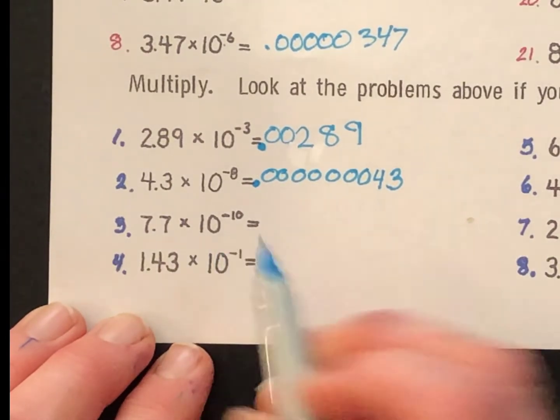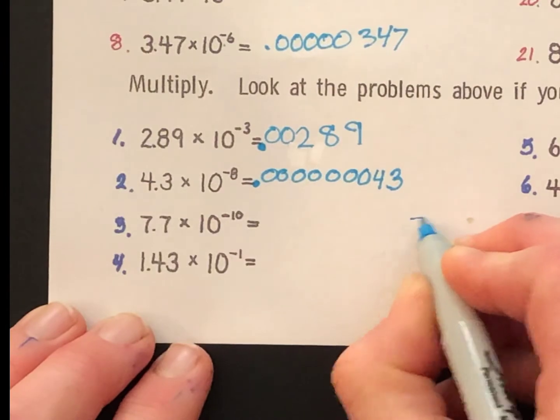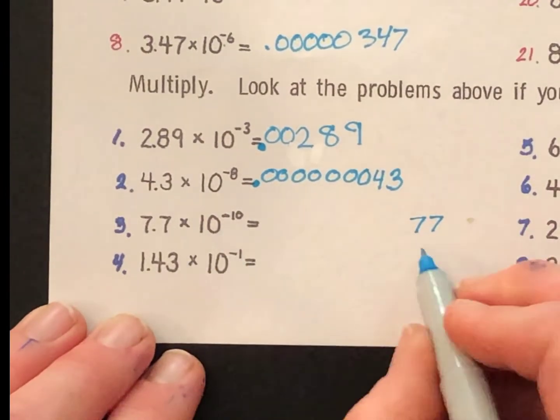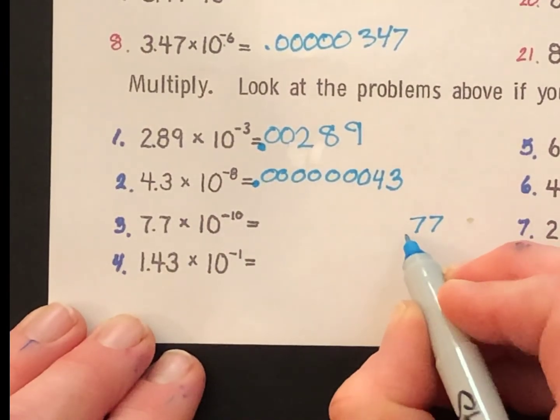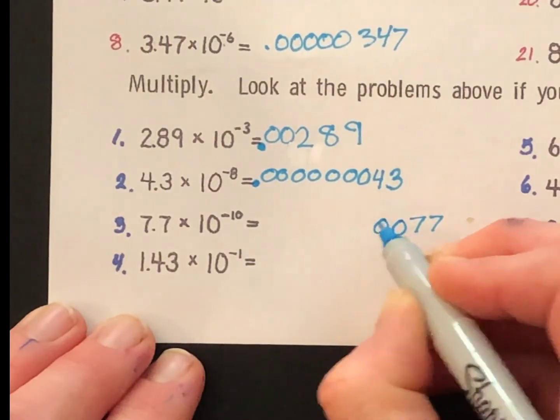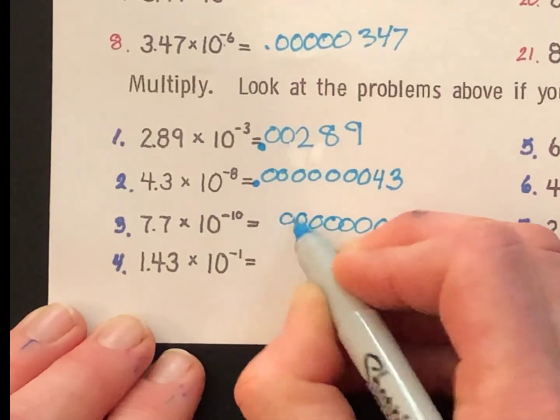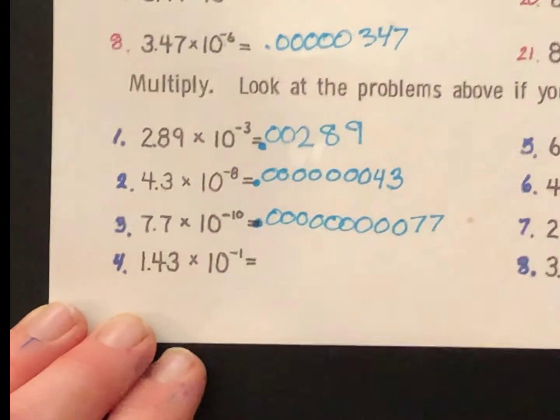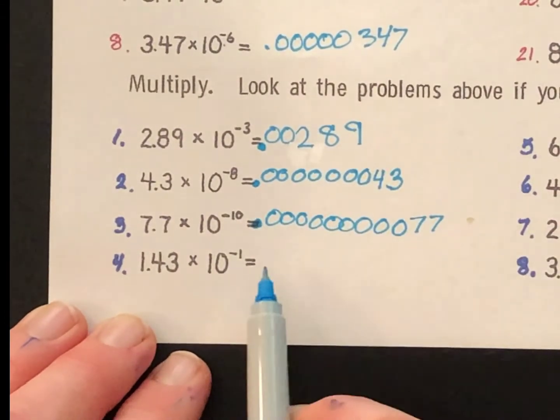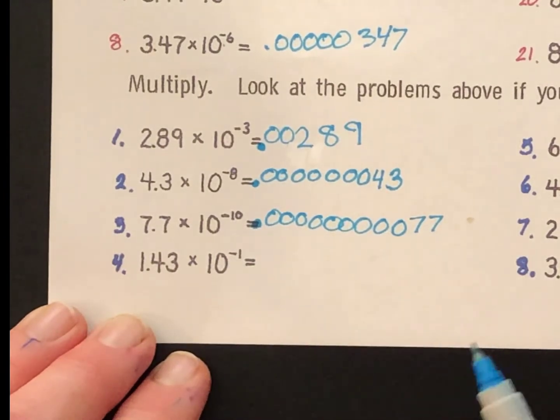Oh, negative 10. So here we go again. 7, 7, negative 10. So I start here. 1, 2, 3, 4, 5, 6, 7, 8, 9, 10. Wow. That's a lot of zeros. That's got 9 zeros in it.